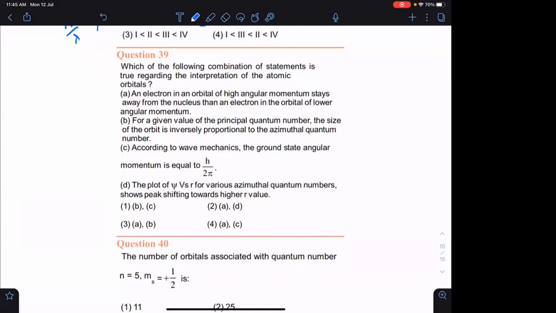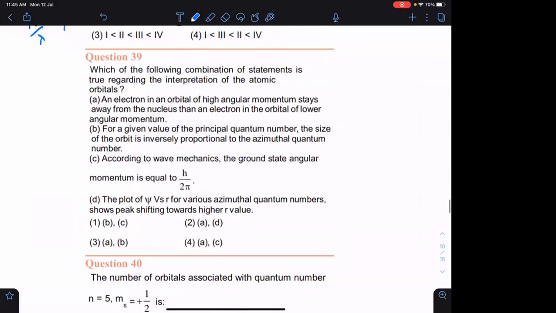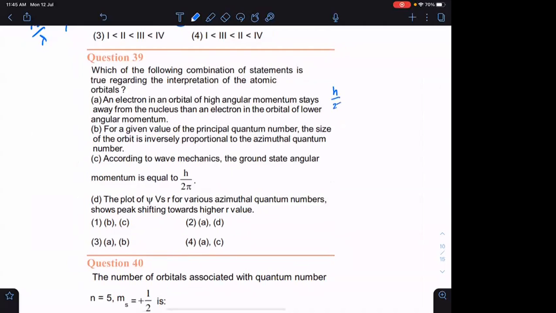What is the formula for angular momentum? h bar root L, that is, h by 2 pi into root over L into (L plus 1). Okay. If the value of L increases, what will happen to the angular momentum? It will increase. Yes. So can I say s has lesser angular momentum when compared to p, d, and f? An electron in an orbital of higher angular momentum stays away from the nucleus.